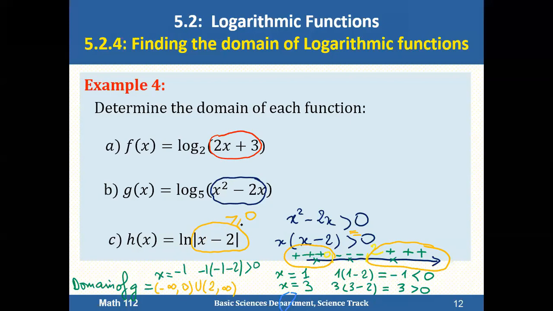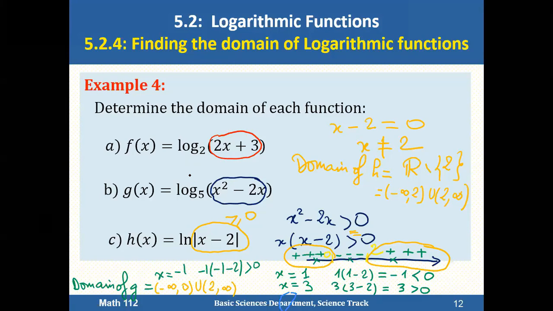If it is zero, no, we cannot evaluate. So here we need to see when it is zero, so we only remove that. When is x minus 2 equal to 0? When x equals 2. So we must remove it. So the domain of h, which has an absolute value, our only problem is when it is 0. So it is R except 2, or (minus infinity, 2) union (2, infinity). So these are 3 examples of how to find the domain of a logarithmic function.